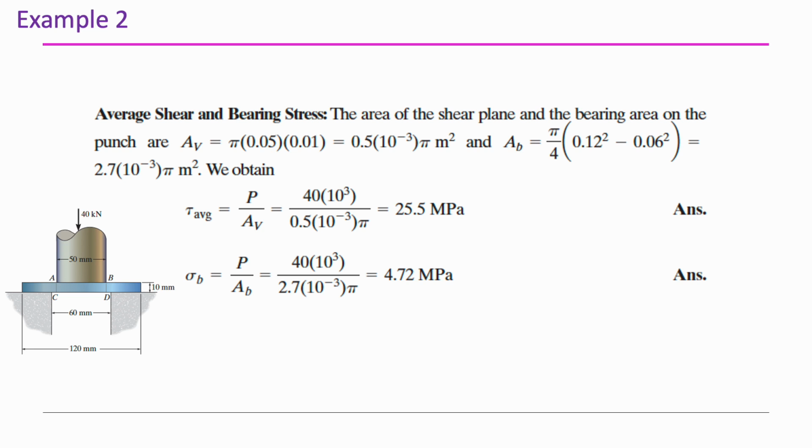P represents the compressive force producing this bearing stress here, and it is equal to 40,000 newtons. The projected contact area, which is represented by AB, is equal to pi over 4 times 0.12 squared minus 0.06 squared. So when we substitute all of these values, the result yields that the bearing stress is equal to 4.72 megapascals, and this completes the solution of this problem.